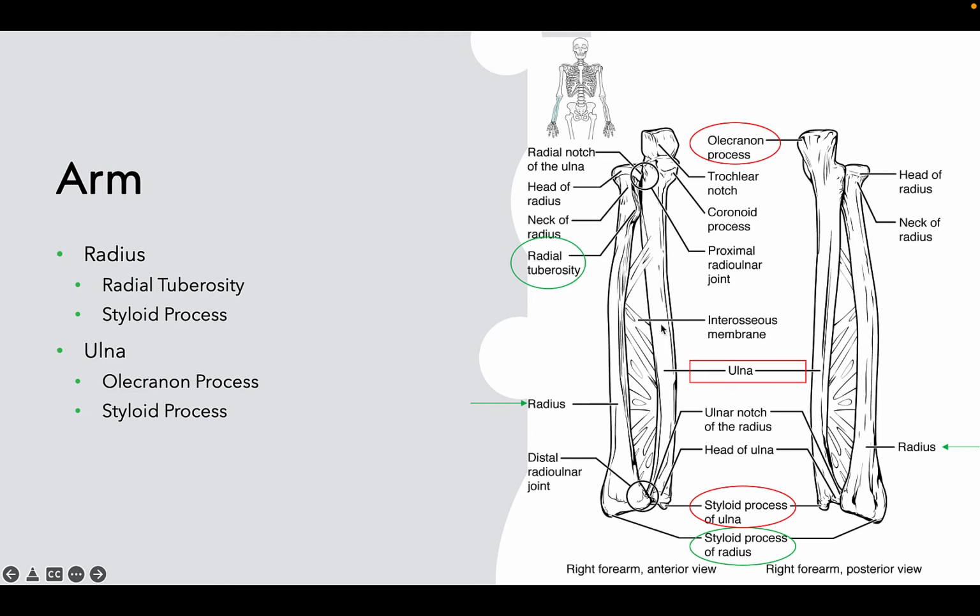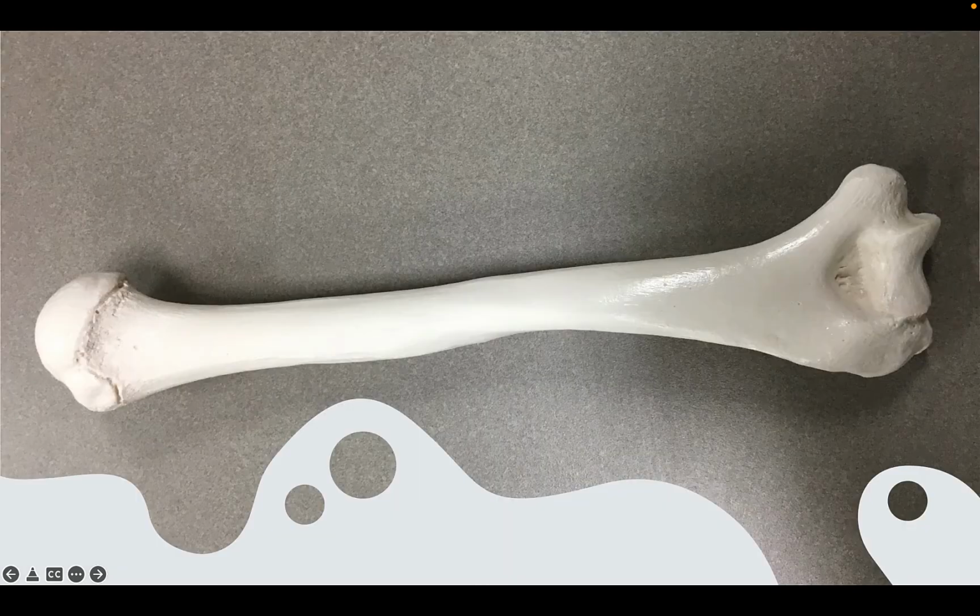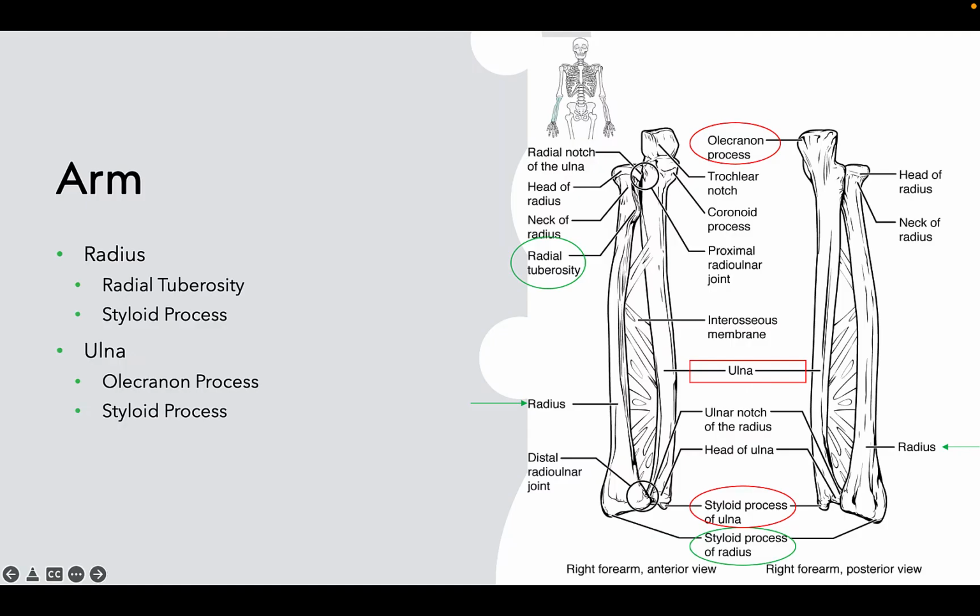Okay, ulna on the inside, radius on the outside. Radius is kind of like radiating around, I guess. I don't know, however you need to do it in order to remember it. Radius is on the outside. And then we have that olecranon process. It's going to integrate with that olecranon fossa of the humerus. All right, so if we take this olecranon process, we stick it right into this olecranon fossa. So the olecranon process integrates with that olecranon fossa of the humerus.